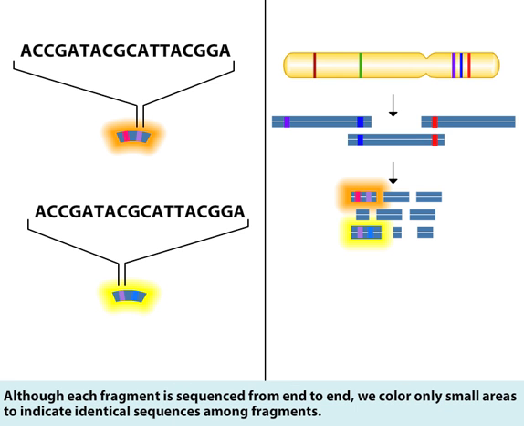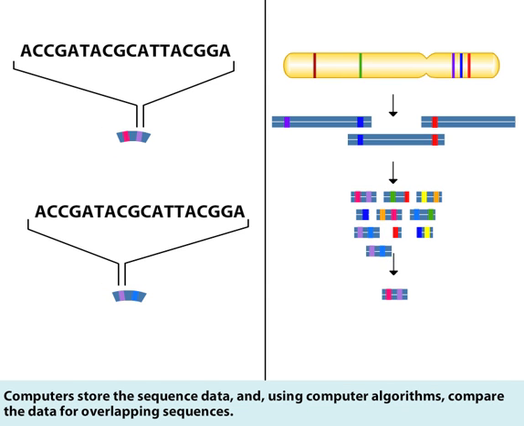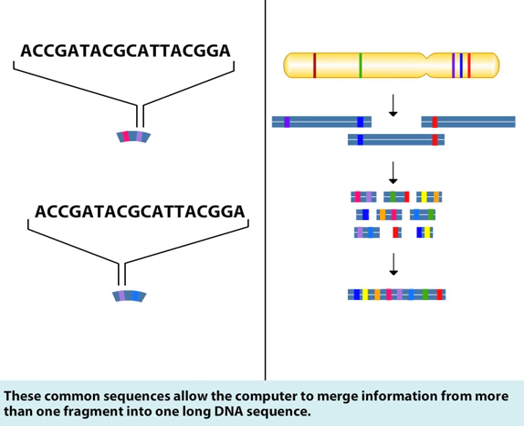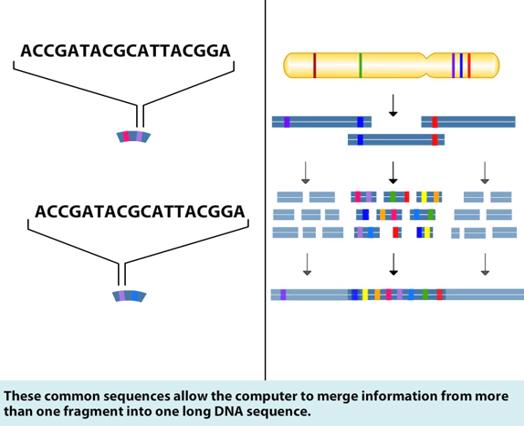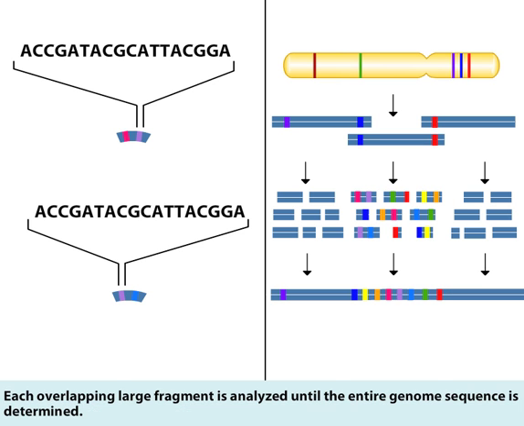Although each fragment is sequenced from end to end, we color only small areas to indicate identical sequences among fragments. Computers store the sequence data and, using computer algorithms, compare the data for overlapping sequences. These common sequences allow the computer to merge information from more than one fragment into one long DNA sequence. Each overlapping large fragment is analyzed until the entire genome sequence is determined.